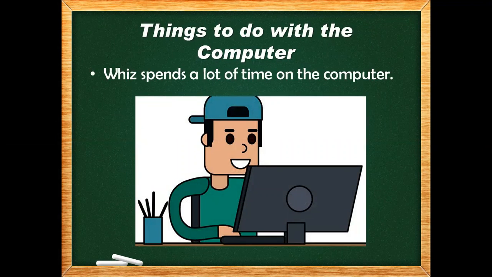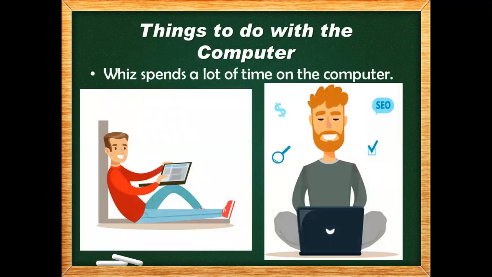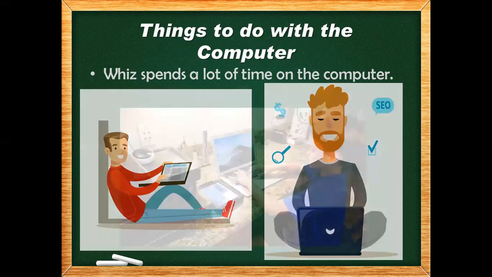Viz spends a lot of time on the computer. Viz is a person in the book who spends a lot of time on the computer. What is he doing on the computer? Viz spends a lot of time on the computer searching things on different topics and doing so many things. What can we do on the computer? We can do so many things on the computer. First, let's see what Viz is doing.